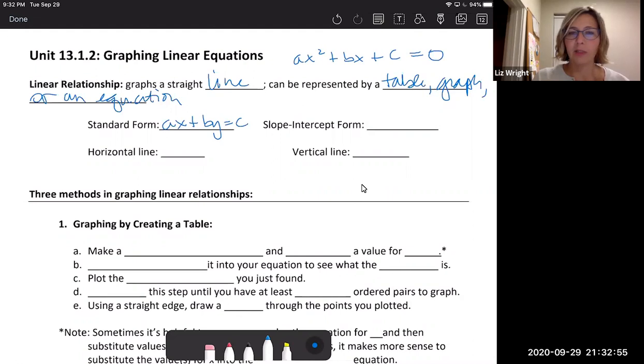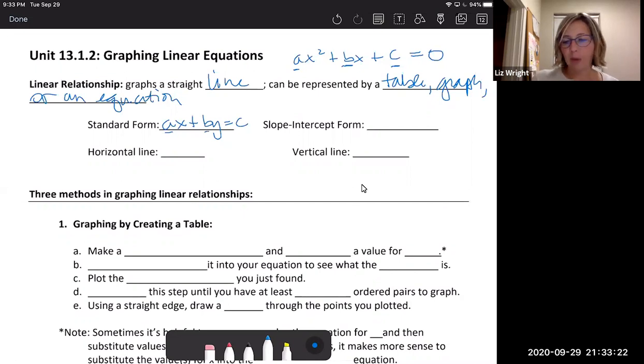So you're going to see a few things that look different, right? So we've got our a and our b here. They're going to be our coefficients of our x and our y variables. And then c is going to be our constant term, just like c was our constant term over here. And then a and b, guess what? They're still our coefficients of our x squared and our x variables on the standard form of a quadratic equation.